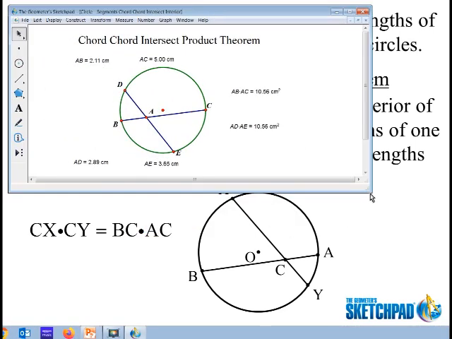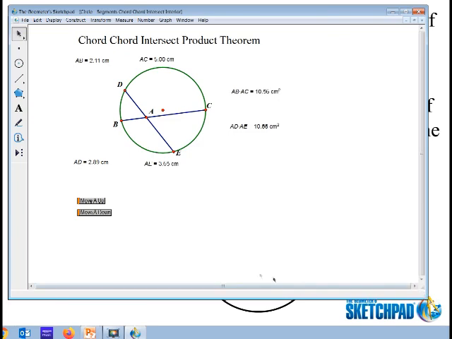Here I have two chords intersecting in the circle. AB is 2.11, AC is 5. You multiply those and you see a product of about 10.55. It's pretty close, probably due to rounding, because it's measuring the actual length of these segments. AD is 2.89, AE is 3.65. Multiply them, you get the same product.